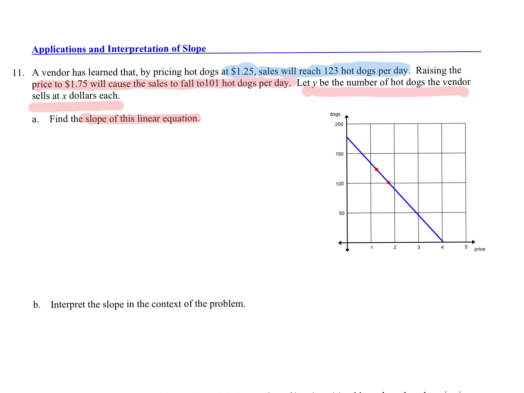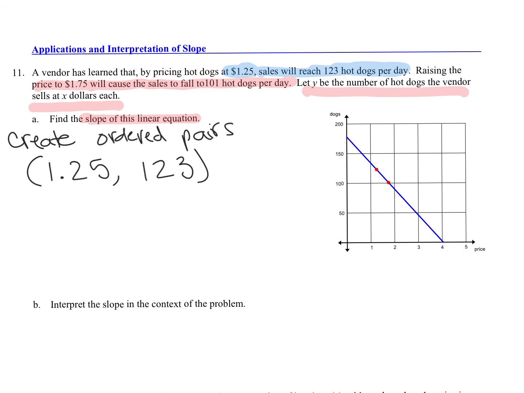So we have some ordered pairs in disguise. First, let's create some ordered pairs based on the situation. One ordered pair comes from the first sentence: $1.25 would make 123 hot dogs sold. The other ordered pair comes from the next sentence: $1.75, they sold 101 hot dogs. Now we can let this be x1, y1, and x2, y2.